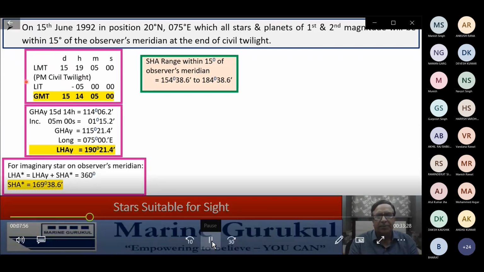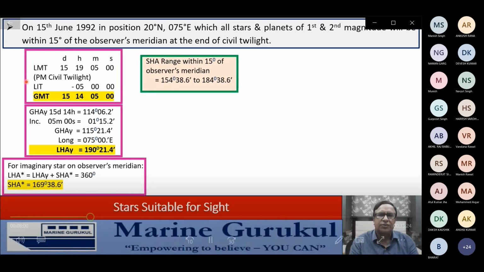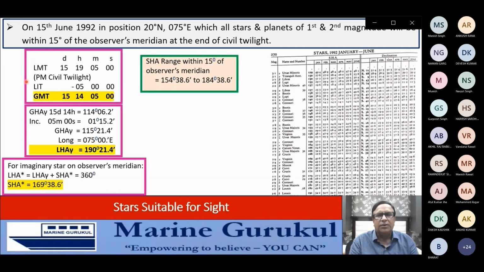Now sir, we go to the daily pages. Sorry, we go to the table for stars. Now, if we go to the table for stars in the nautical almanac, we know that this information is tabulated in the ascending order of the SHA. We identify this range that we have calculated, and we see that this is the range which is in question here. Now, in this range, we find out the stars of first and second magnitude.